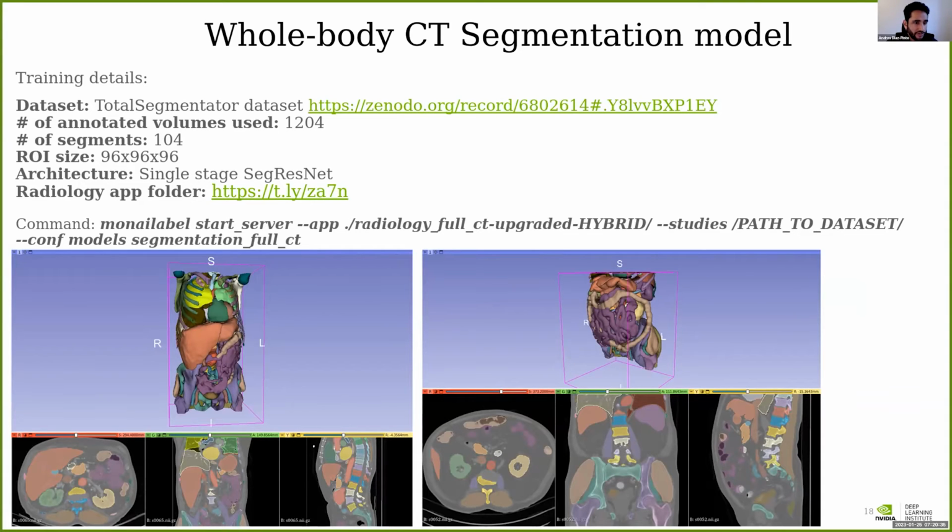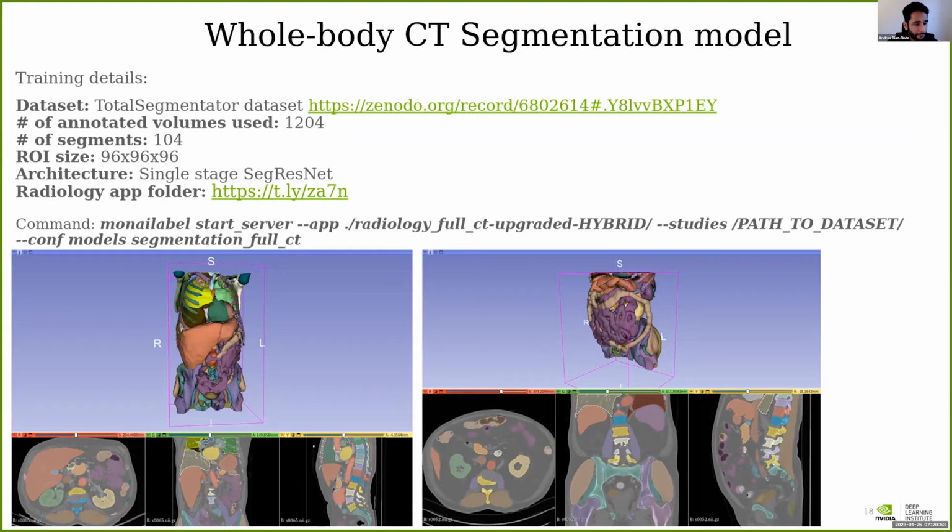You can download the radiology app and the whole body CT segmentation model, run the MONAI Label server and play with the dataset if you want to do it locally. In any case, we are going to show that in AWS as well, which is great.